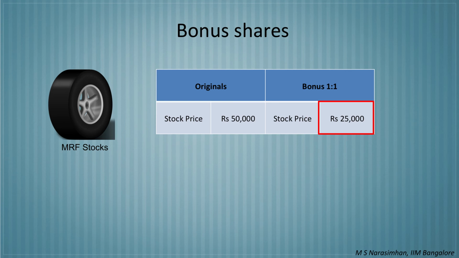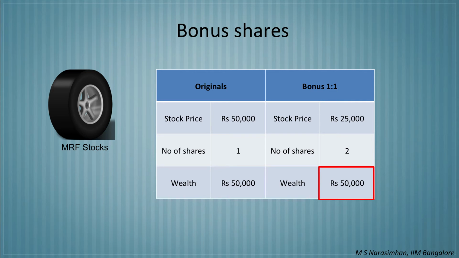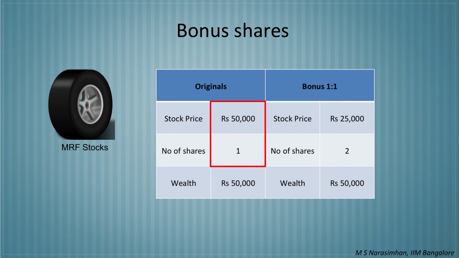There is no change in the value of business due to bonus shares. The stock price will now be around 25,000. Your wealth earlier is 50,000. It continues to be 50,000 now. The only difference is, instead of one share of 50,000, you have two shares of 25,000 each now.